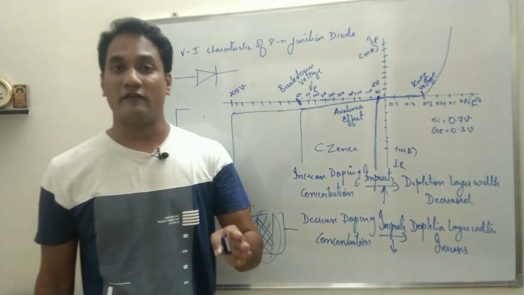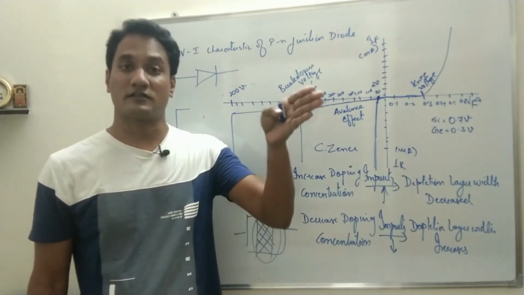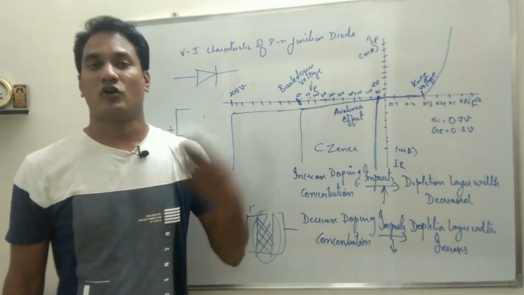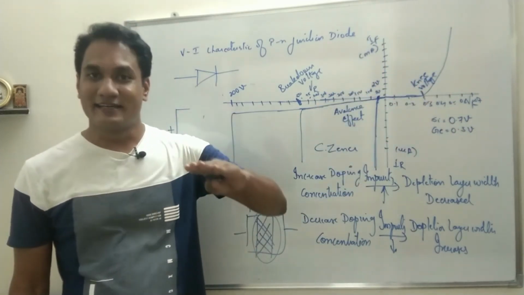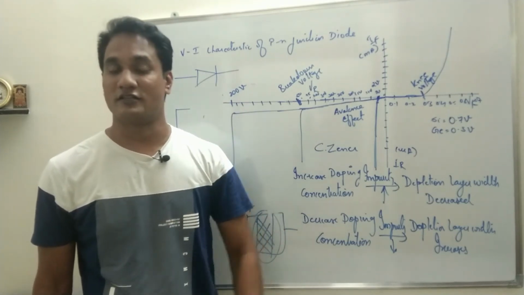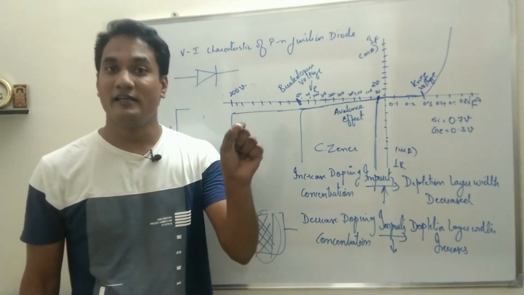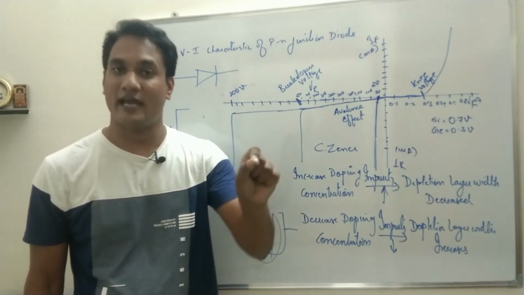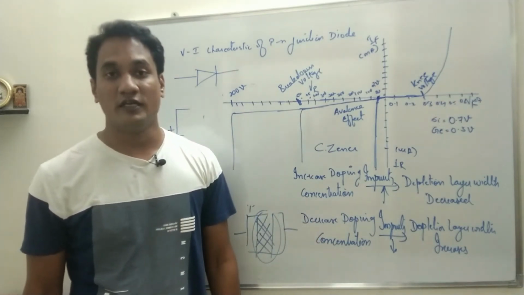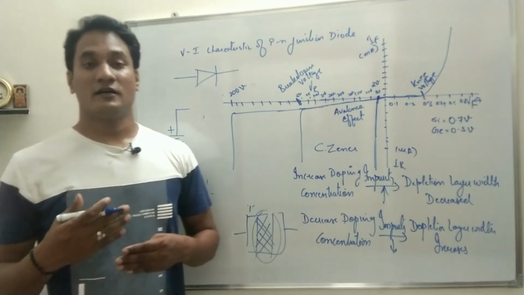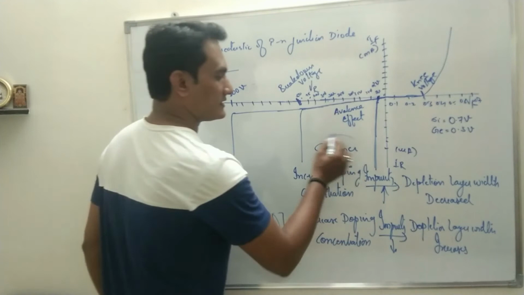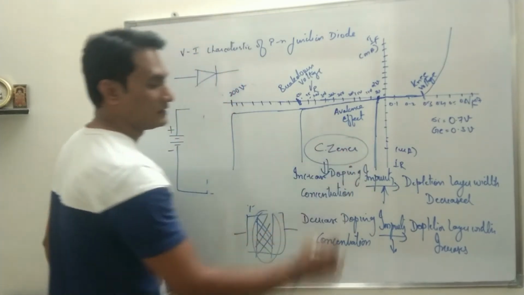So if you want a voltage regulator at say 2 volt or 5 volt or 8 volt or 12 volt, 20 volt, 100 volt, what you can do is just increase or decrease the doping concentration of the PN junction diode. Accordingly you will get the breakdown voltage, say at 2 volt or 5 volt or 10 volt or 20 volt, whatever design has to be done. Okay, so that was the objective of Zener for doing this research work.